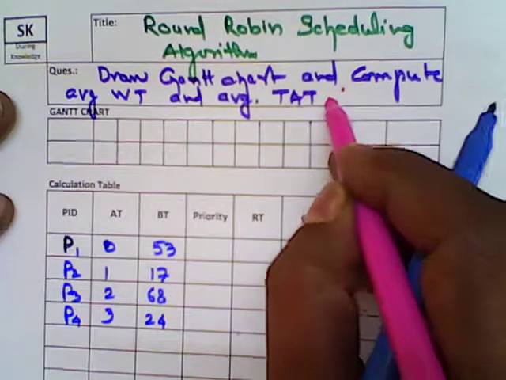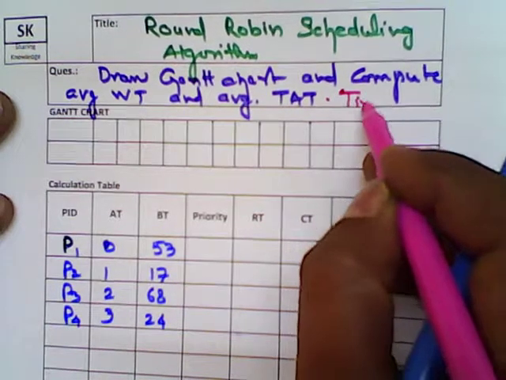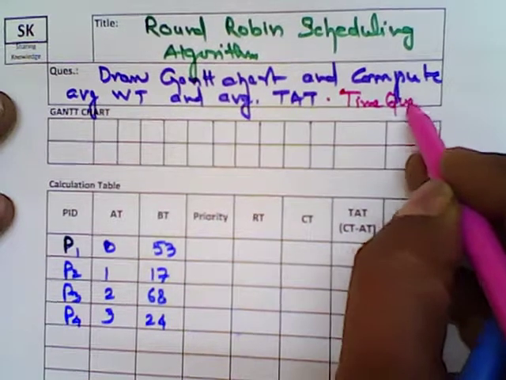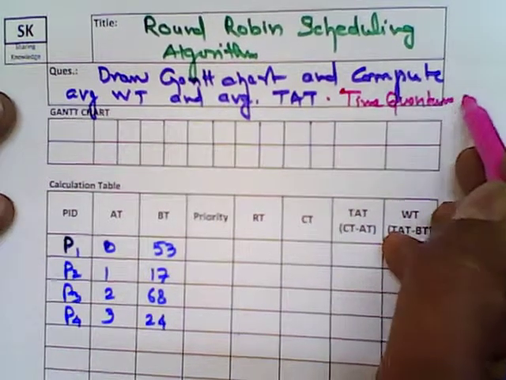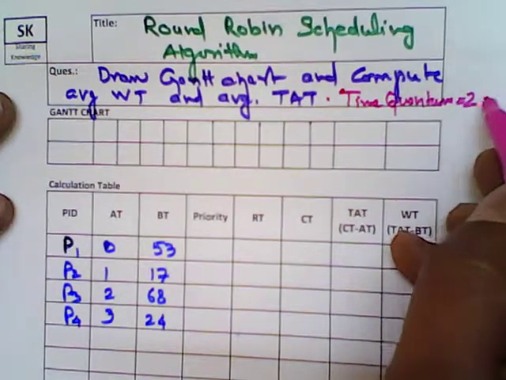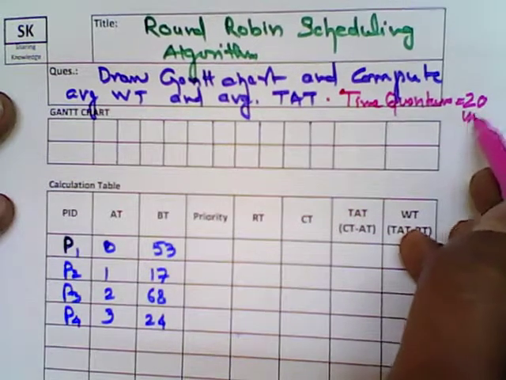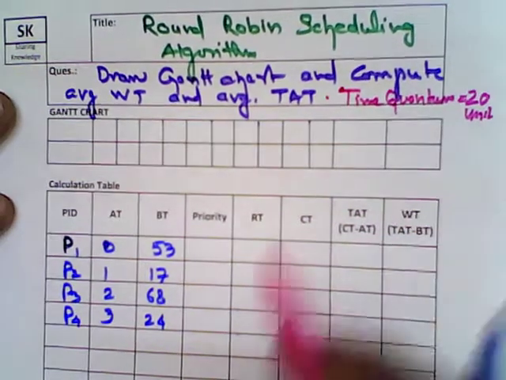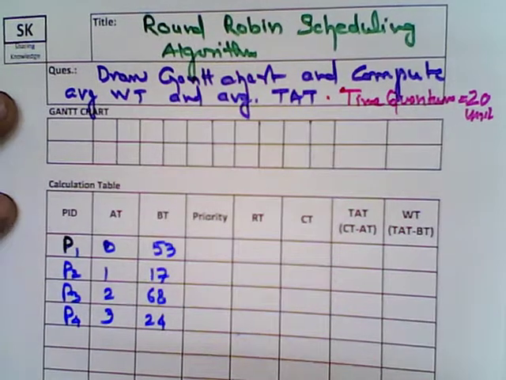They will give a word like time quantum, and here the time quantum is mentioned as 20 units. Unit means whether it is a second, millisecond, microsecond, whatever it may be. So 20 units we are giving.